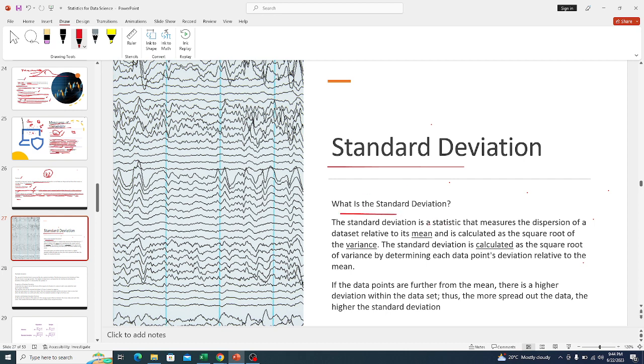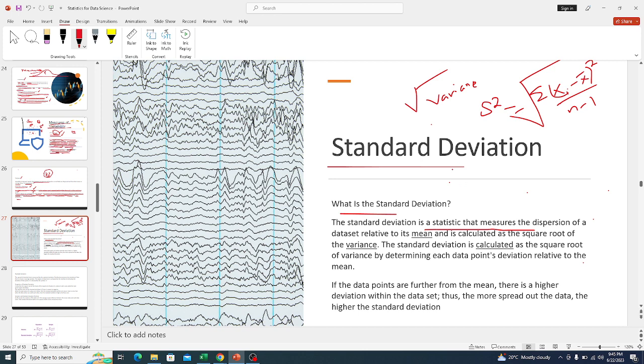Standard deviation is a statistic. We've said standard deviation is the square root of variance. Let's assume we have variance, as we said, the summation of (xi minus x bar) squared, divided by n minus 1. Standard deviation will be simply the square root of this.